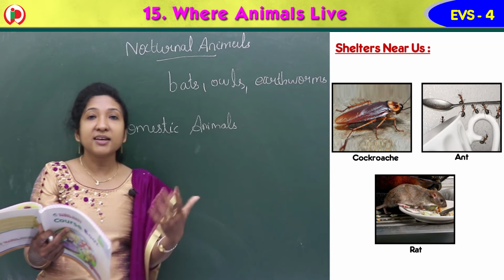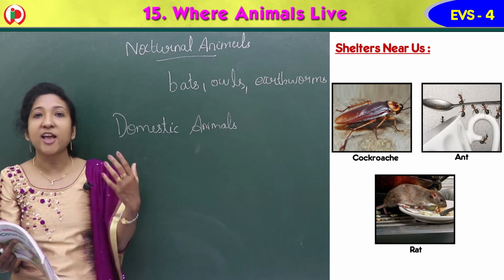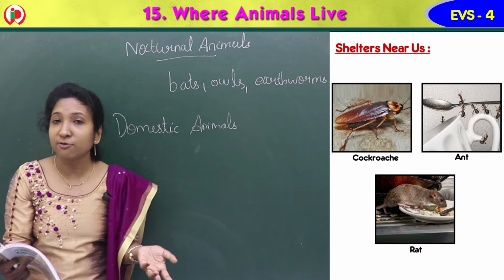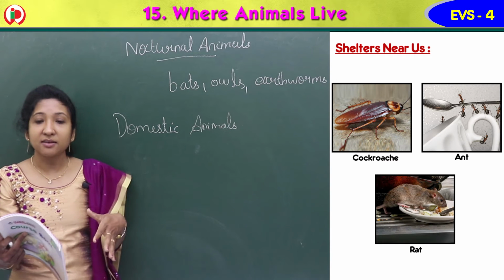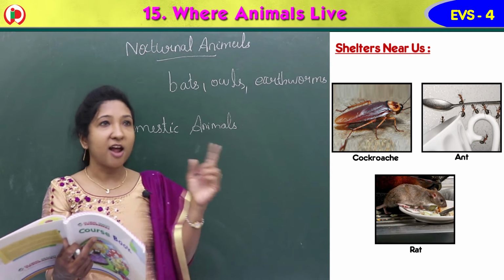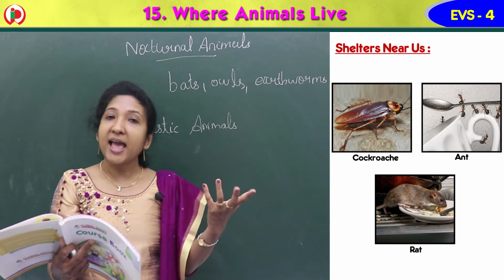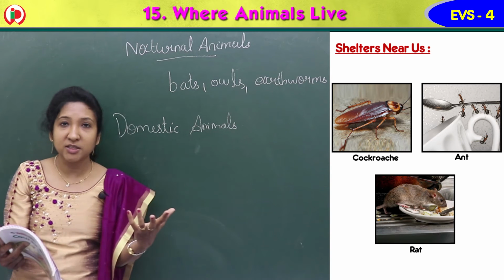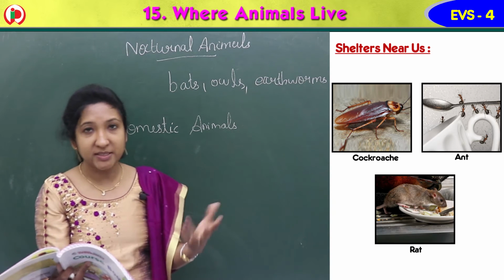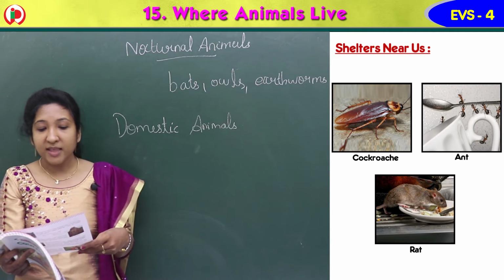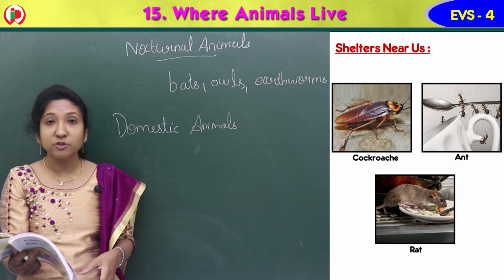So this is their habitat. Habitat means the natural surroundings they live in. Because they are getting food over there, they are building homes in and around our house, on the walls, on the roofs or corners, and they are living there because they are getting food. So that is their habitat, isn't it? That is shelters near us, we say. So that's all about our lesson of today, children.